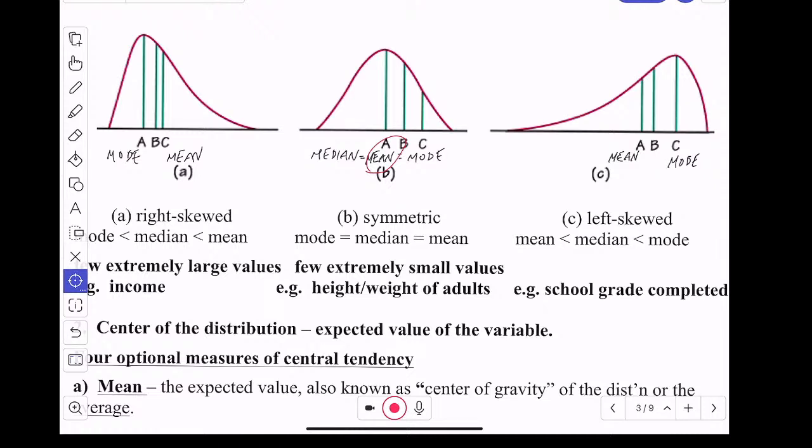And in the middle, you will always find the compromise, the median. The median will be in the middle, or if it's an even amount of observations, it'll be the average of the two in the middle. It's the middle observation.